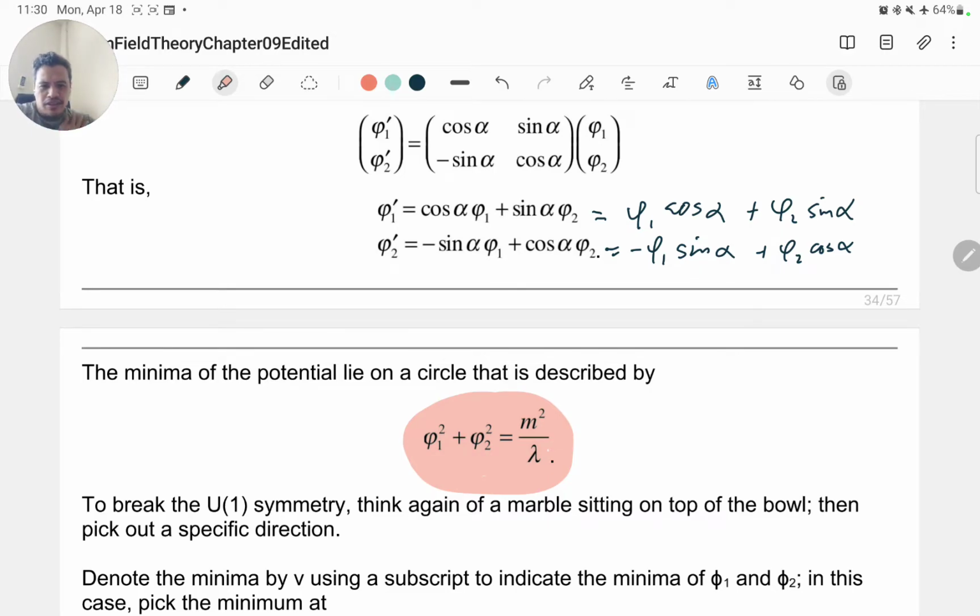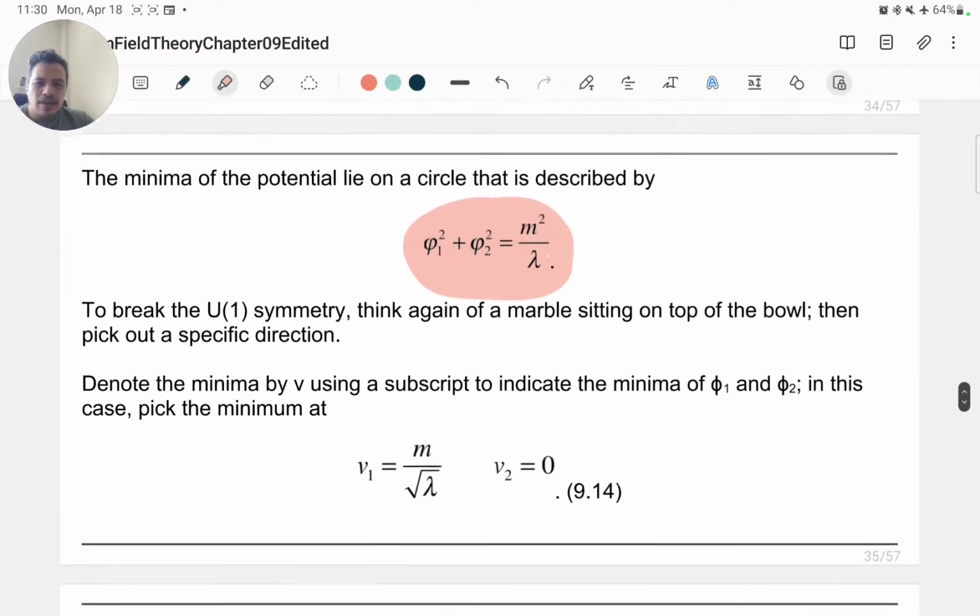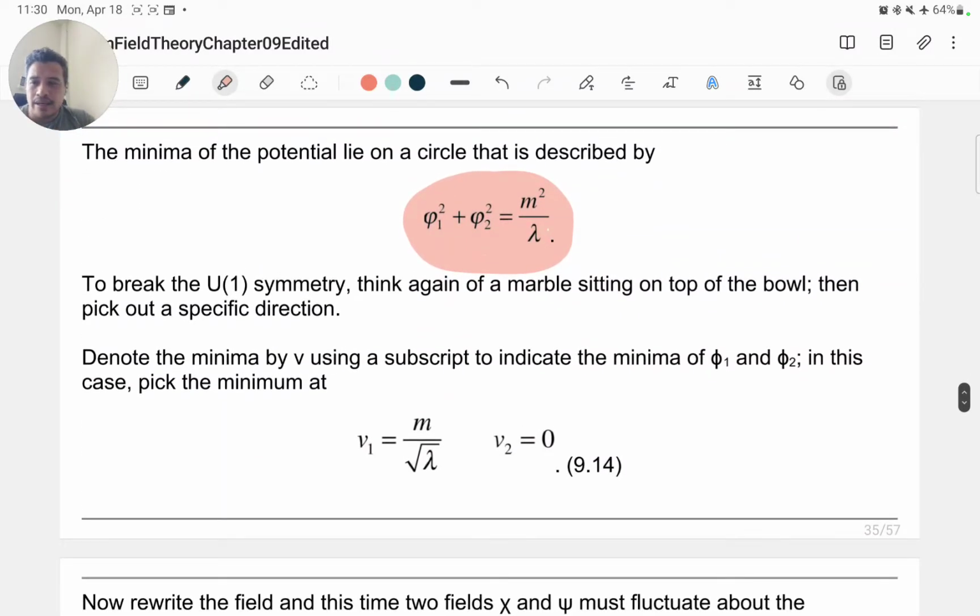To break the U(1) symmetry, we have to use the same method as in the previous lecture. We think again of a marble sitting at the top of the bowl, and then pick out a specific direction. And of course, when it rolls down, it will go to a certain minimum, and that minimum will be labeled as mu1, and the other one would have to be set to 0. So in this case, for simplicity, we pick the minimum at this.